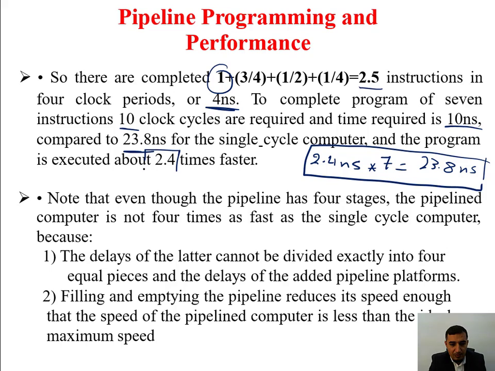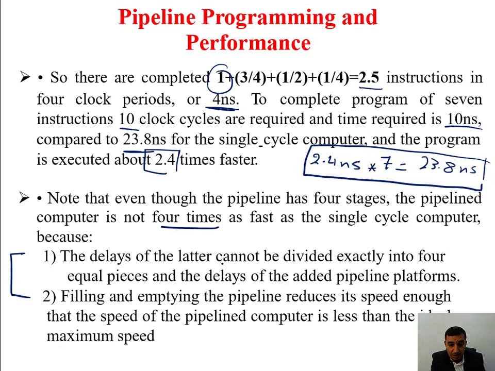So this makes our data path around 2.4 times faster than the normal data path. Anyway, we expected to have a 4-fold improvement, so we have 2.4. Again, it's not 4 times because of these 2 reasons.